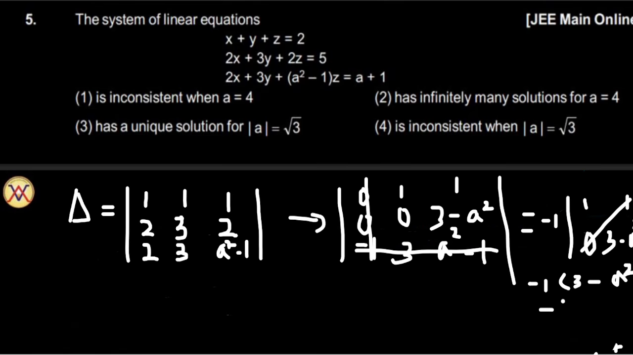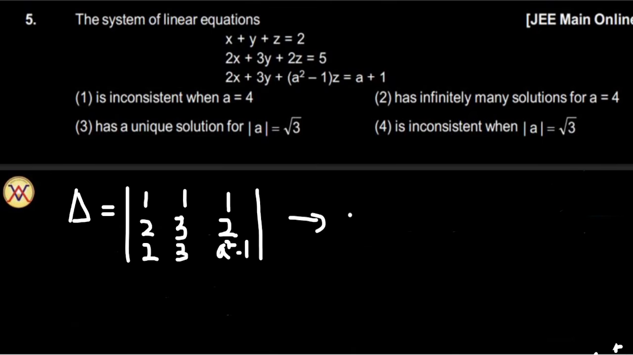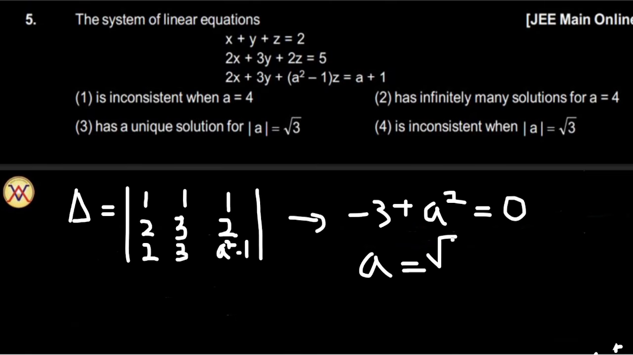Which gives us minus 3 plus a square, right? Now solving this, we just applied row operations. We got minus 3 plus a square, and obviously the determinant is equal to 0, as we know, and here we get a equals root 3.